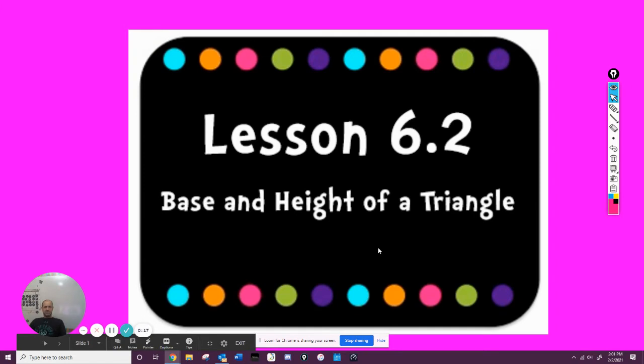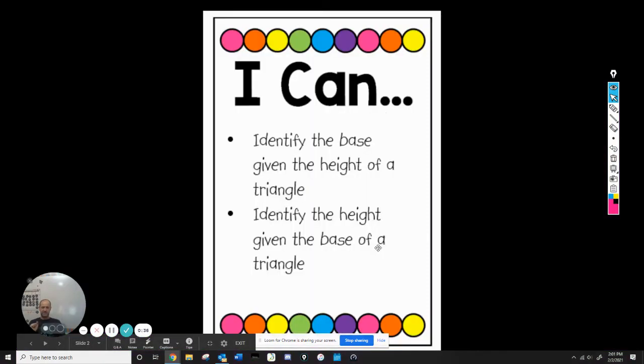Lesson 6.2 is the base and height of a triangle, and it is literally looking at a triangle saying, that's the base, that's the height. It seems like it shouldn't be rocket surgery, but it does get a little bit tricky if you're not totally paying attention to it. It's deceptively tricky. I can identify the base if someone tells me the height of the triangle, and I can identify the height if someone tells me what the base is. That's it.